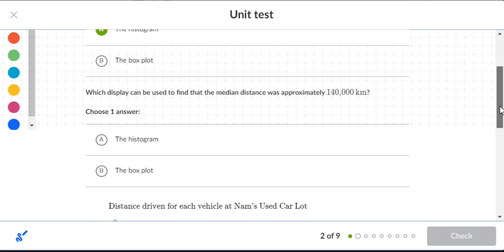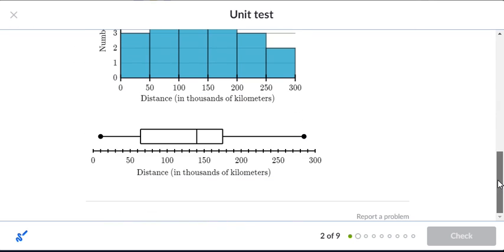Which display can be used to find the median? Now, so again, they're using one of the words here like median. They're looking for quartiles, words like that. Well, that would reference you more towards the box plot. So we want it to be 140,000. So if we look at this, this is the smallest number. This is the largest number. So that's the smallest, that's the largest. That's as far as it goes.